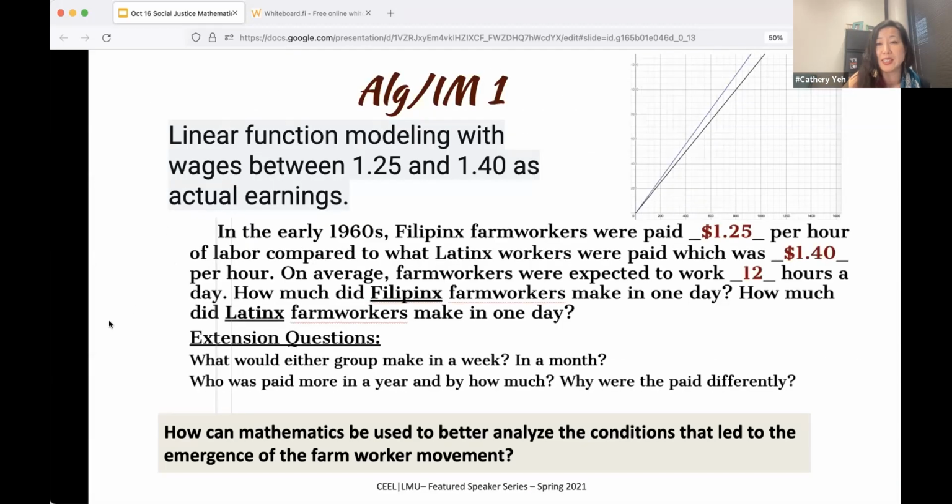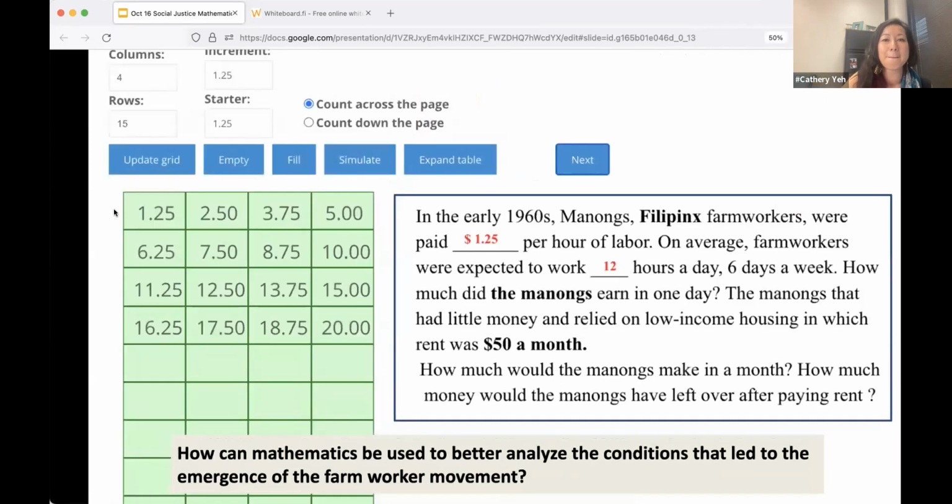Building off the information she had shared, here's what happened in an algebra classroom. They used linear function modeling to model the wages between $1.25 and $1.40. That seems pretty consistent. Anything, we can always create a graph around, right? In another classroom, building off the prompt that Gloria did, they did a choral count. They counted by $1.25, $2.50, $3.75 to practice the count, and then they analyzed the count. Choral counting is a popular CGI strategy. Why don't we use real numbers?